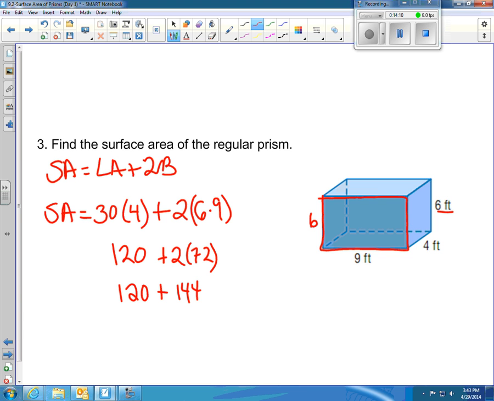What did I do wrong? Okay, my mistake. Sorry, 6 times 9 is not 72, it's 54. So then 2 times 54 gives us 108. We add those to get us 228. And don't forget a label of feet squared.